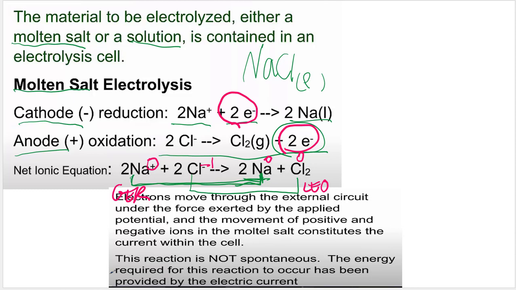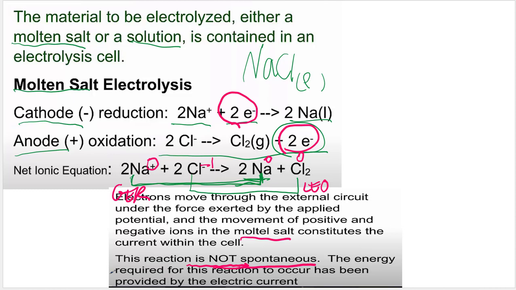And the movement of positive and negative ions in the molten salt constitutes the current within the cell. This reaction is not spontaneous. The energy required for this reaction has been provided by the electric current. So because this is a non-spontaneous reaction, it is a negative voltage. That energy has to be supplied from an outside source in order to drive the reaction to completion.